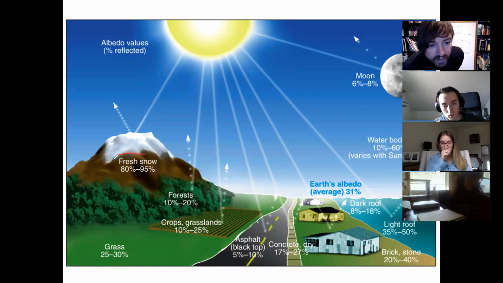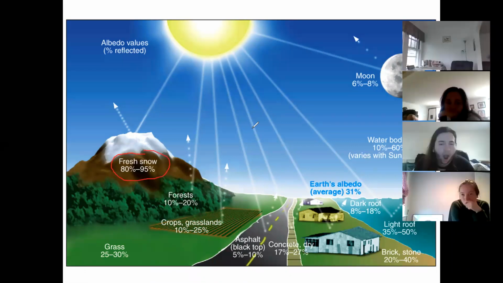Fresh snow could have an albedo of 80 to 95%. If you've ever gone outside after a snowstorm and needed to put on your sunglasses, there's a good reason for that, which is the amount of light you're getting from the ground can be comparable to the light you're getting from the sun. And you can get, what do they call it, snow blindness? Grassland and crops can be up to 25 or 30% albedo.